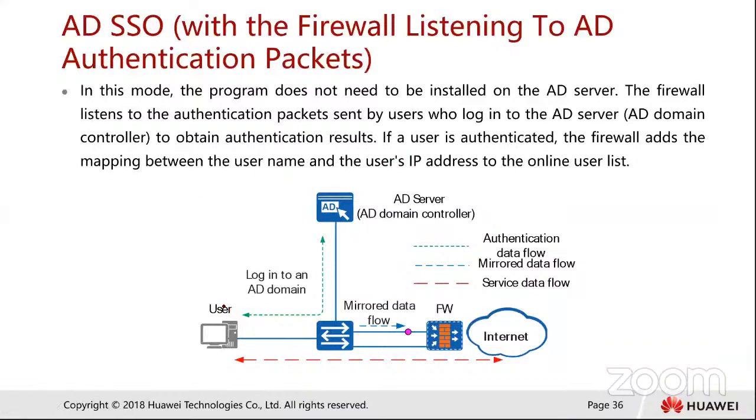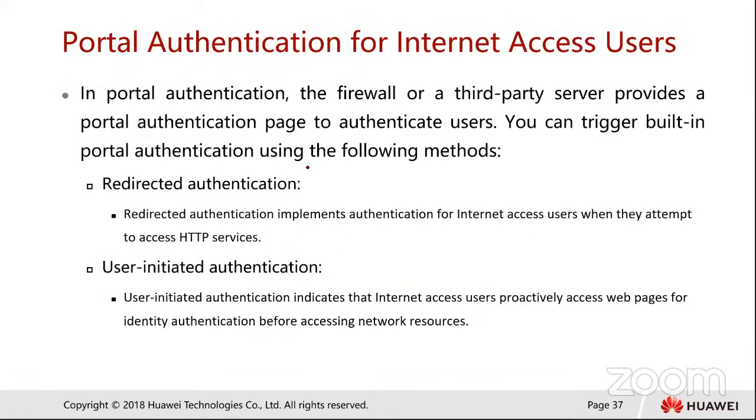So this guy is going to the monitor here. It's going to just be there monitoring, right? The user is going to try to log into the Active Directory server, and the firewall is just monitoring what is taking place. And if the user is authenticated, then it will also grant the user access to the internet.